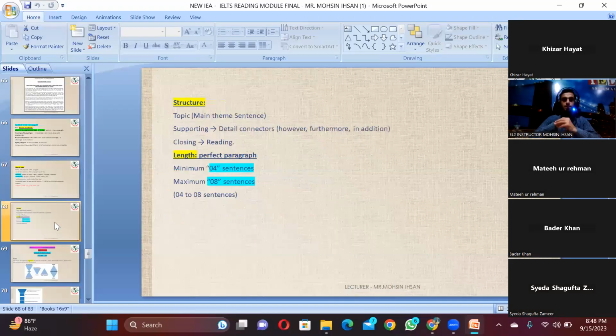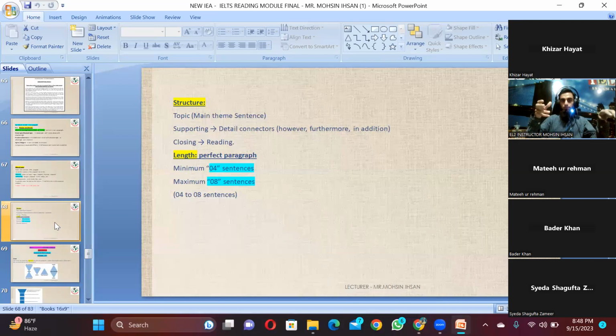Next, in the reading section, we are coming towards the structure and length. Just 1 minute, let me share the slides again. Yes, in the reading section, structure and length. This is not that important.